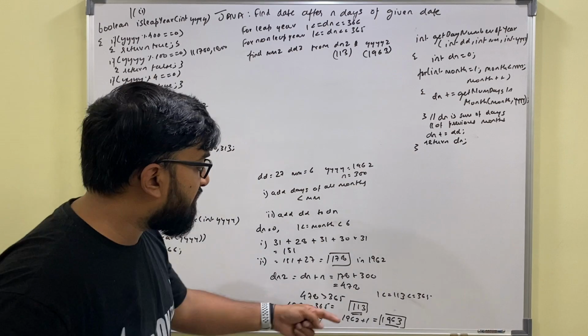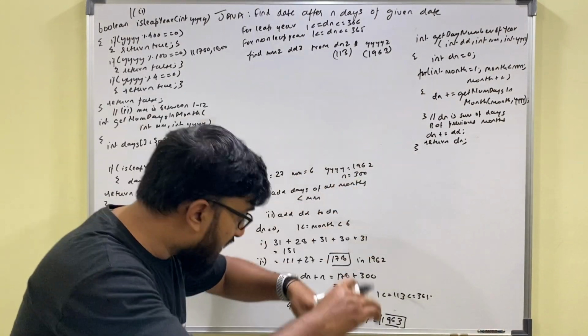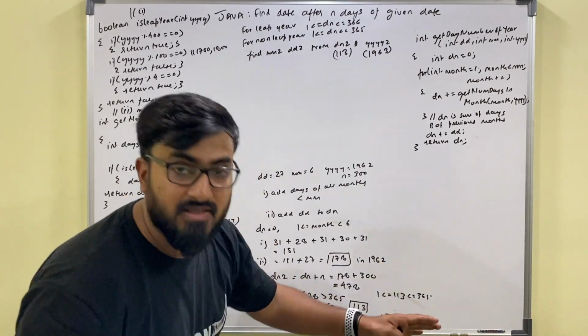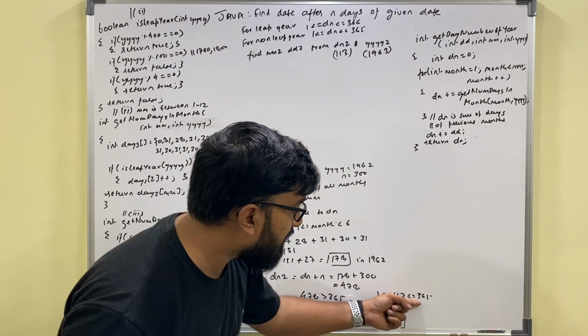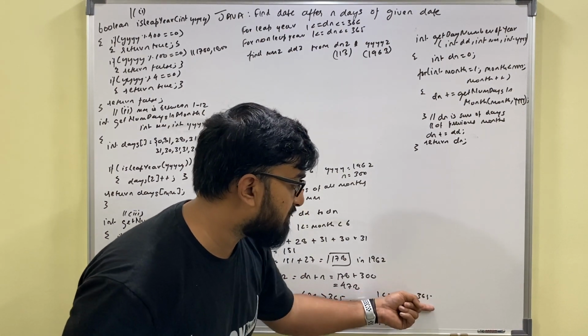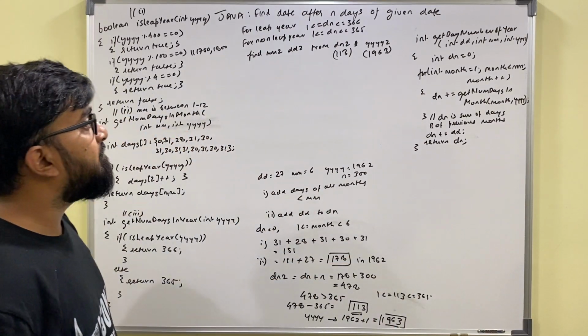If this dn was again greater than 365, we would again subtract 365 and increment the year again. We would go on as long as this dn does not fall in the range of 1 to 365, or 366 for a leap year. I'll show in the code how we do this.